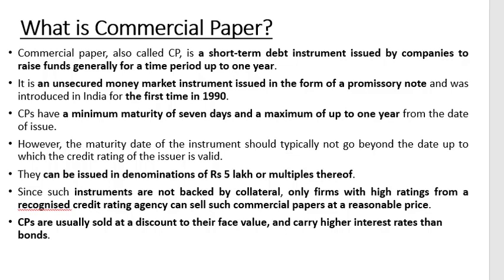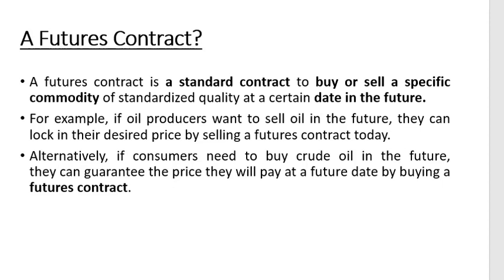Basically, commercial papers are usually sold at a discount to their face value and carry higher interest rates than bonds. So, commercial paper is a short-term debt instrument issued by companies to raise funds generally for a period of 1 year. Next is a futures contract.